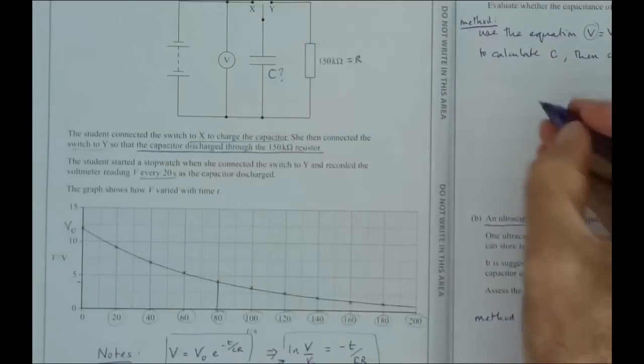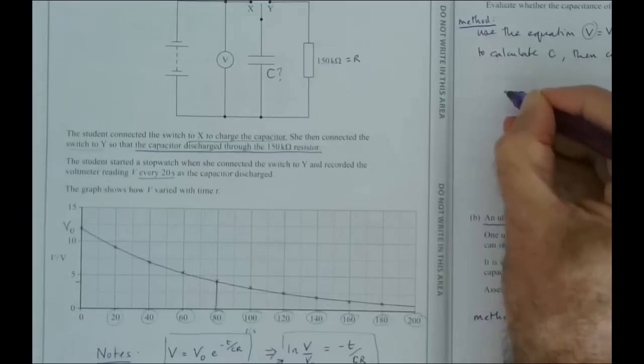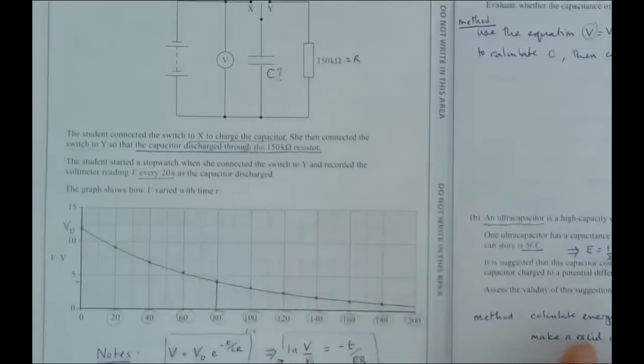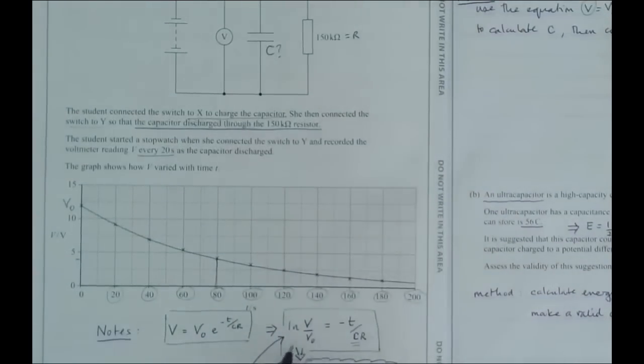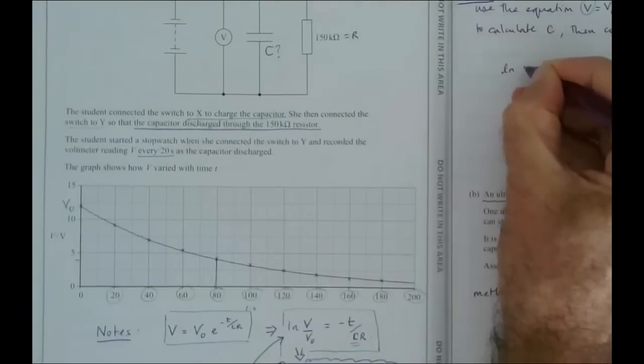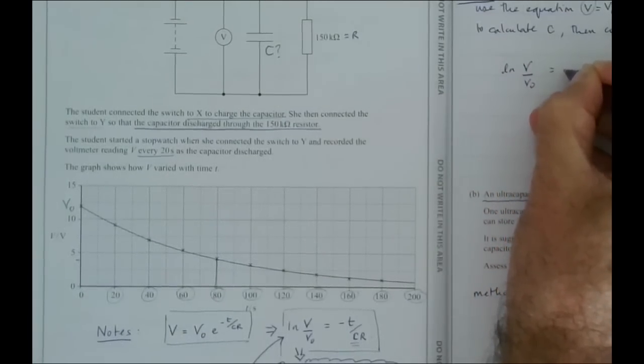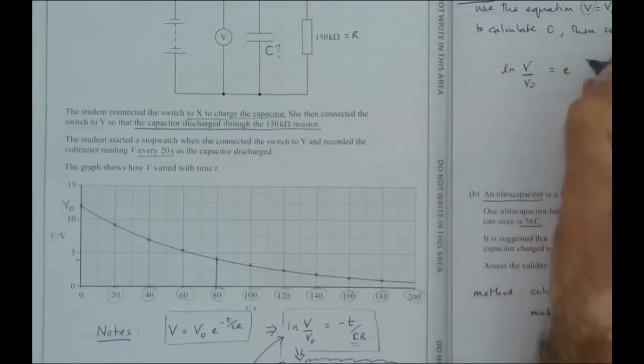So once you do that, remember that if you put the values in, you can go straight into my other equation, which is here. And you can take natural logs. So ln V over V0 equals e to the power of, I'm just going to go straight, sorry, I'm making a mistake there. It's t over RC.